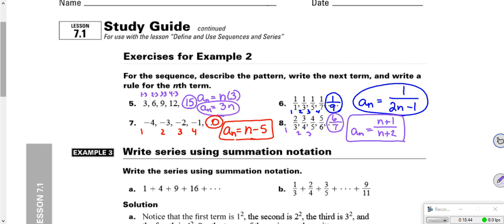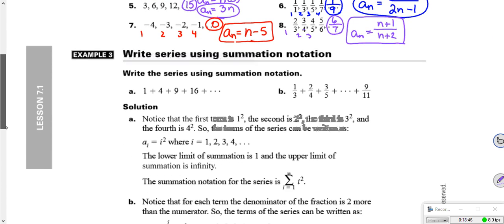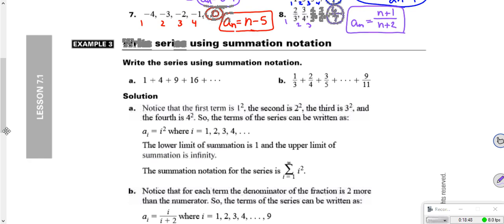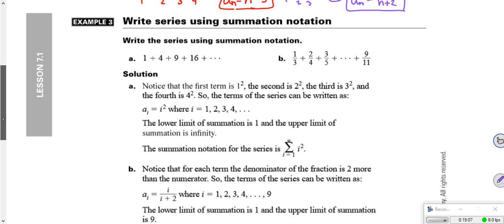Now, series says write the series using summation notation. Now remember the difference between a series and a sequence. A sequence, we're literally just listing the numbers in order. A series, we are summing them, we're adding them all up. So they give us the answers here, the solutions to A and B, but we are going, once again, we have to find the rule, right?